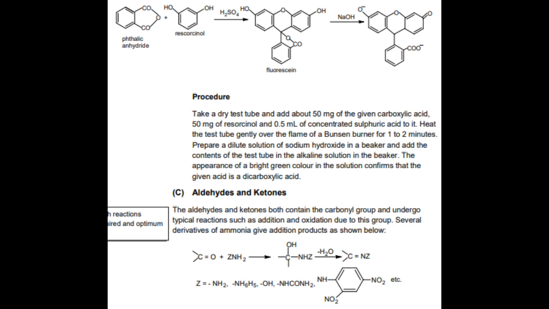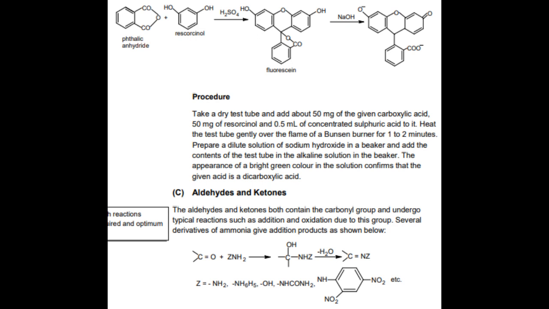The yellow color of the precipitate indicates that it is a saturated compound, while orange color of the precipitate indicates that it is an unsaturated compound. After confirming the presence of the carbonyl group by Brady's test, the compound is to be tested for being an aldehyde or a ketone by the following tests.